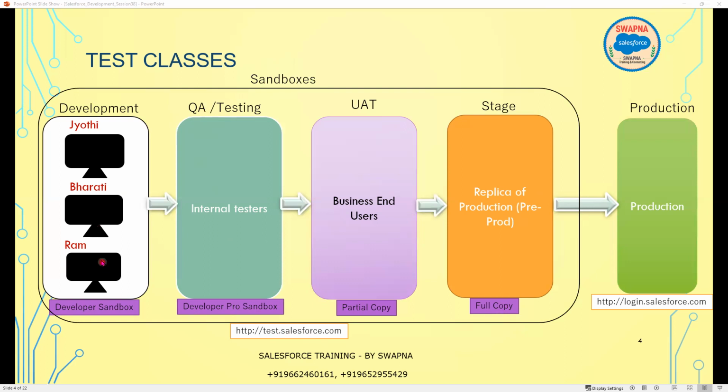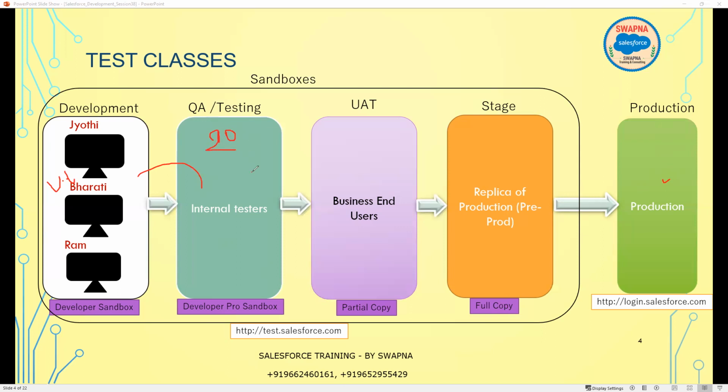Now you will be moving your changes to the QA org. From the QA org, you will be moving to the UAT. From the UAT, you will be moving to the stage. From the stage, you will be moving to production. When we reach production, the first time the developer does the unit testing, they move it to the QA org. QA might find 10 or 20 defects, right?